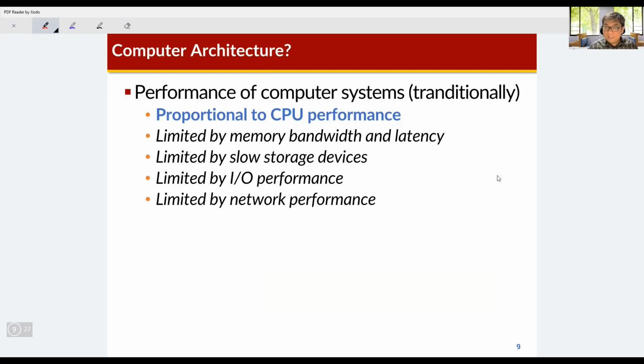So why is the CPU important traditionally? Because, so, why do we learn about computer architecture or computer systems?